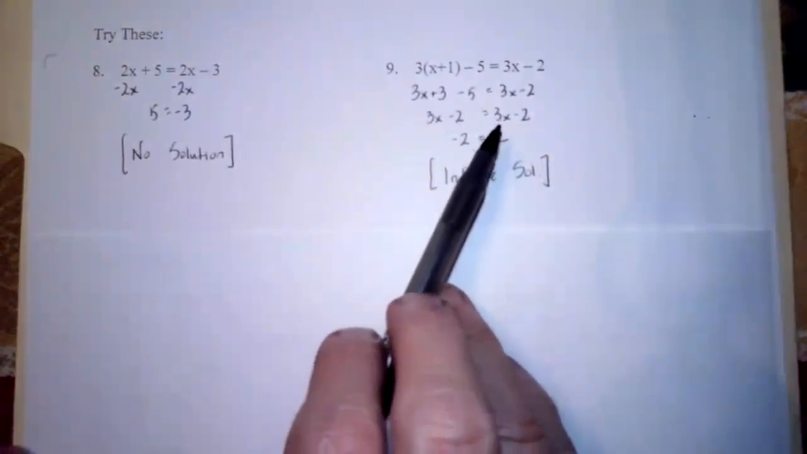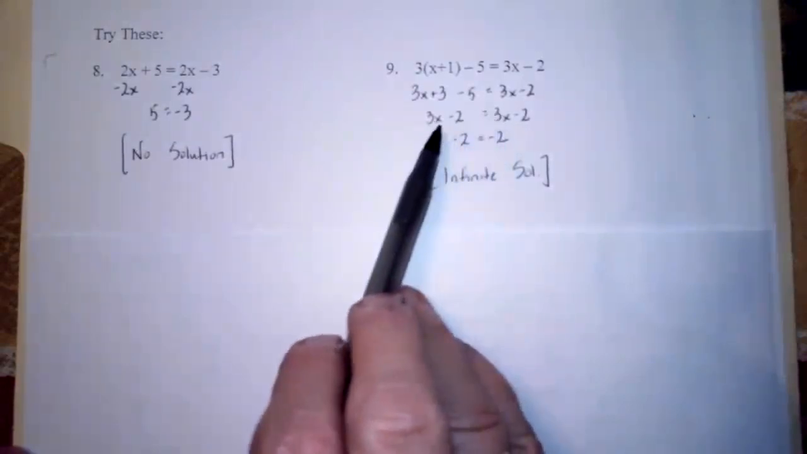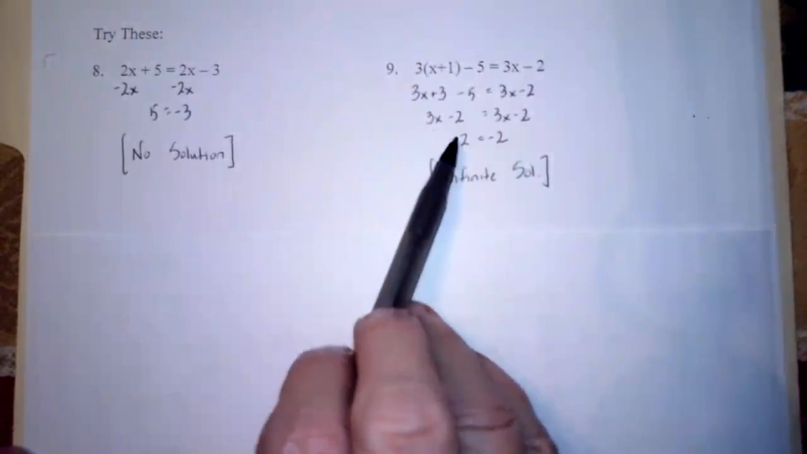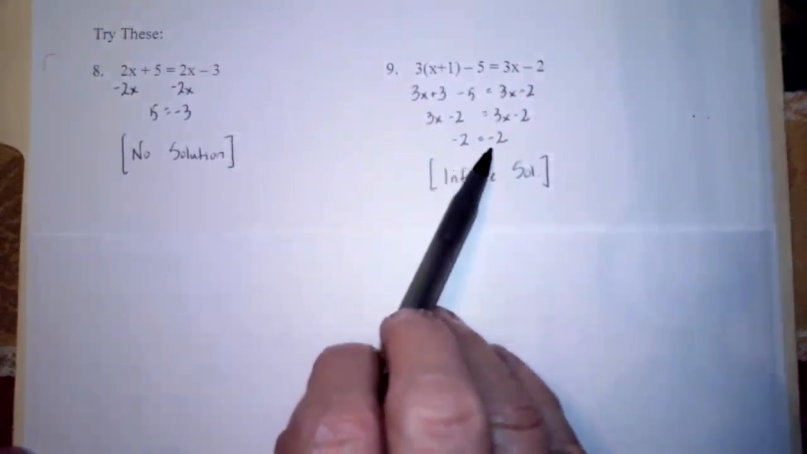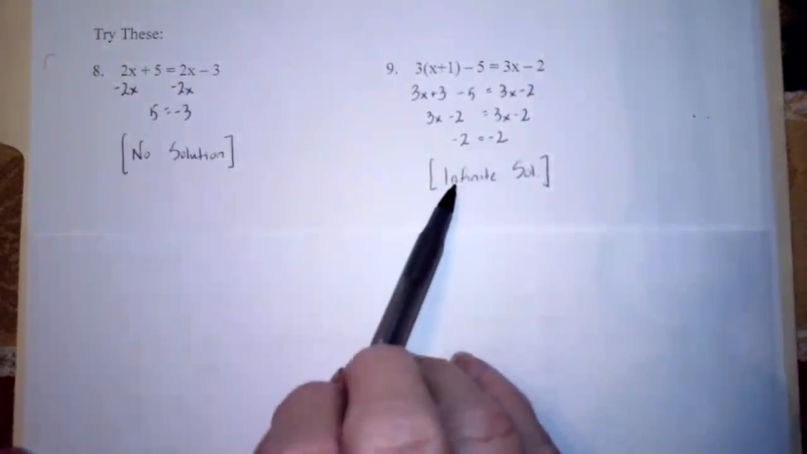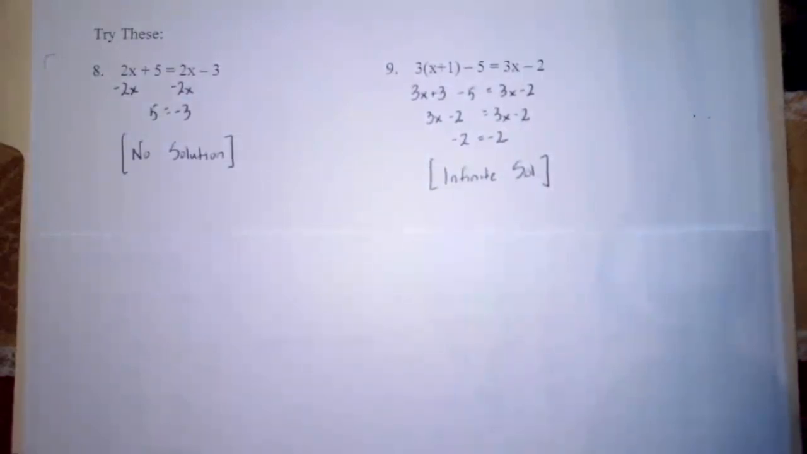And then again, I subtracted 3x from both sides. So I went -3x minus 3x. And again, in this one, you can see that I did end up with -2 equals -2. That is true. Okay, so again, when that happens, that means that we will have infinite solutions. So like I said earlier, that means every number you can think of would work in that equation.